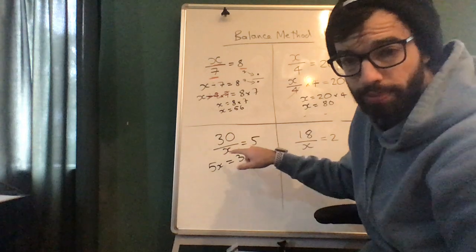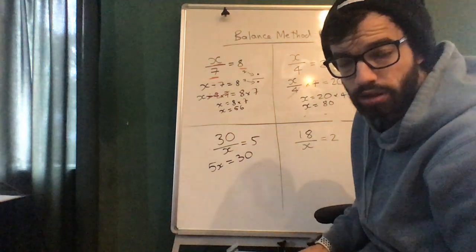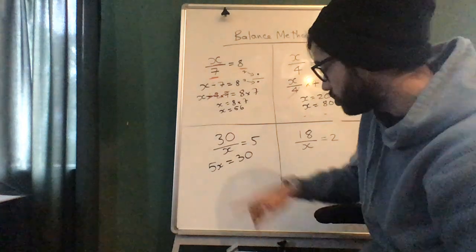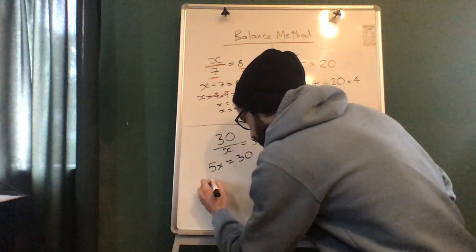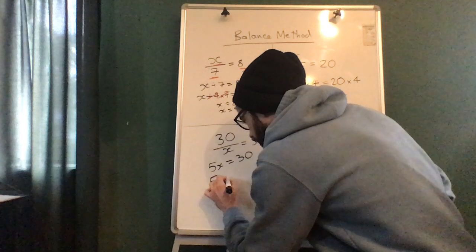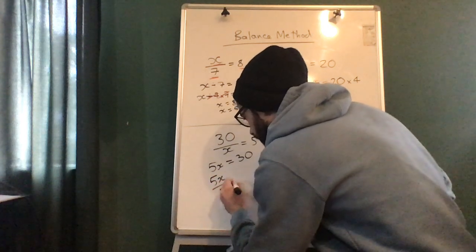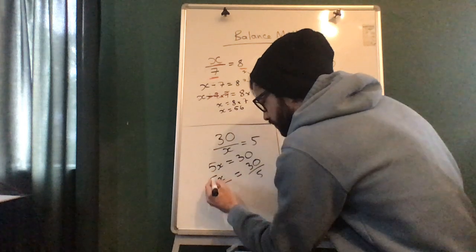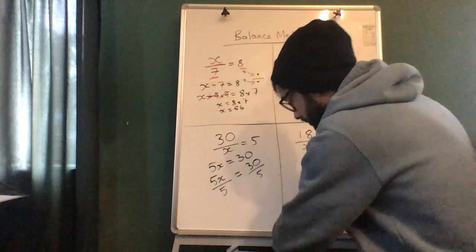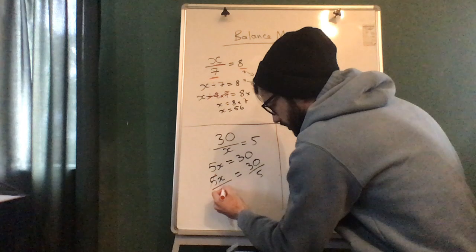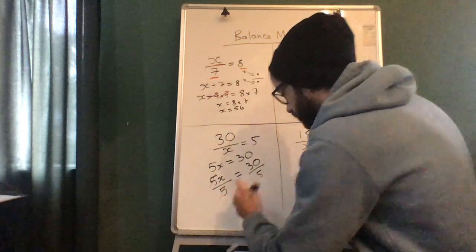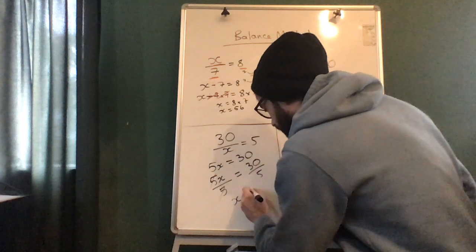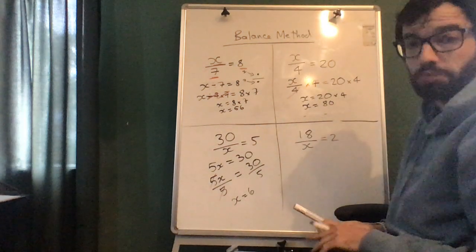Because 30 divided by x gave us 5, we know that x times 5 is going to give us 30. So we rewrite it like that, and then this is really straightforward. We can then write it as 5x divided by 5 equals 30 divided by 5. We know what happens there. The 5s cancel each other out, and we're left with just x. And from the other side, 30 divided by 5 is 6. X equals 6.